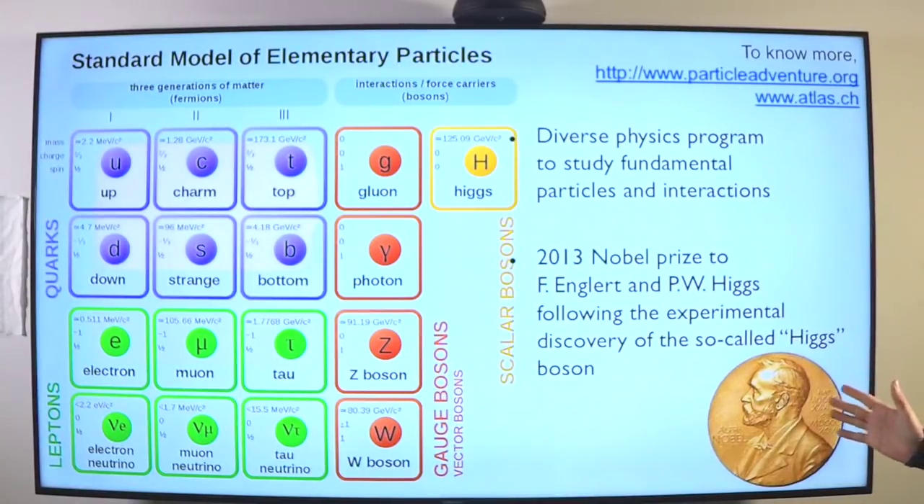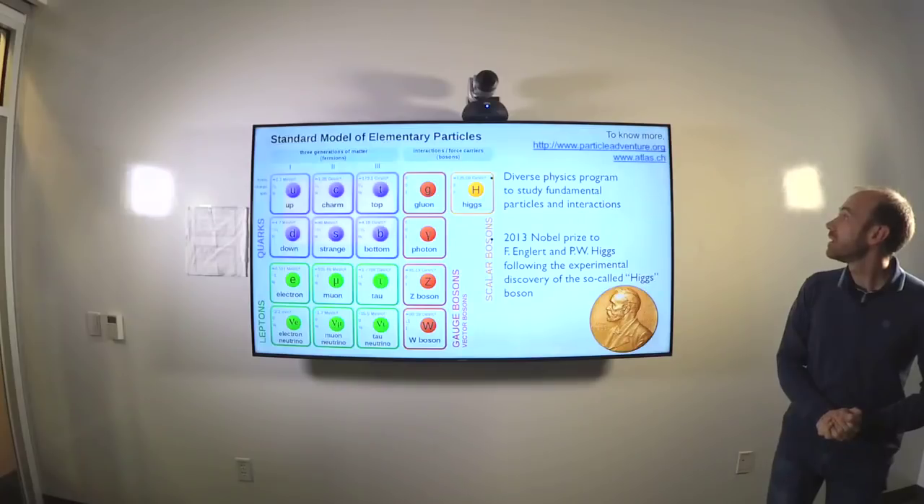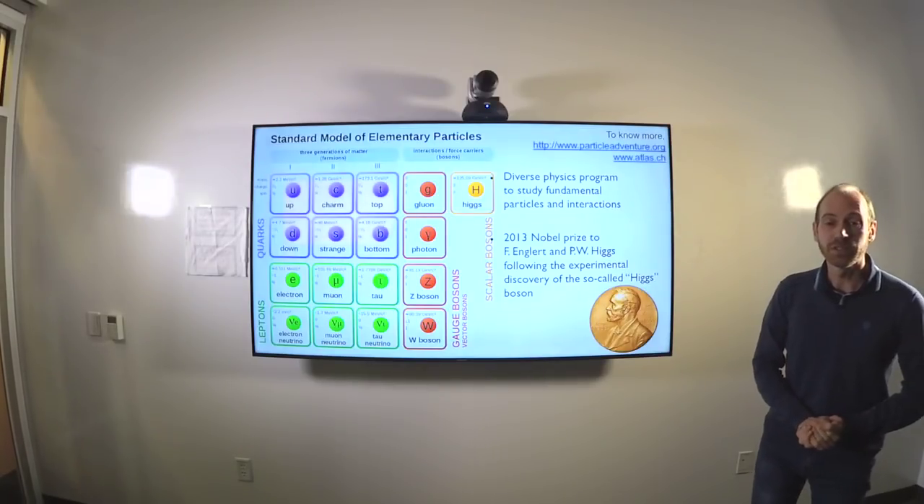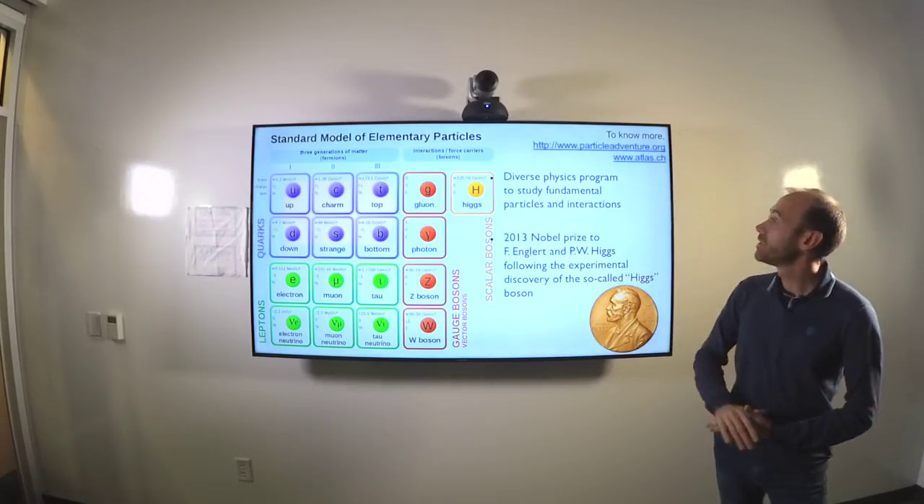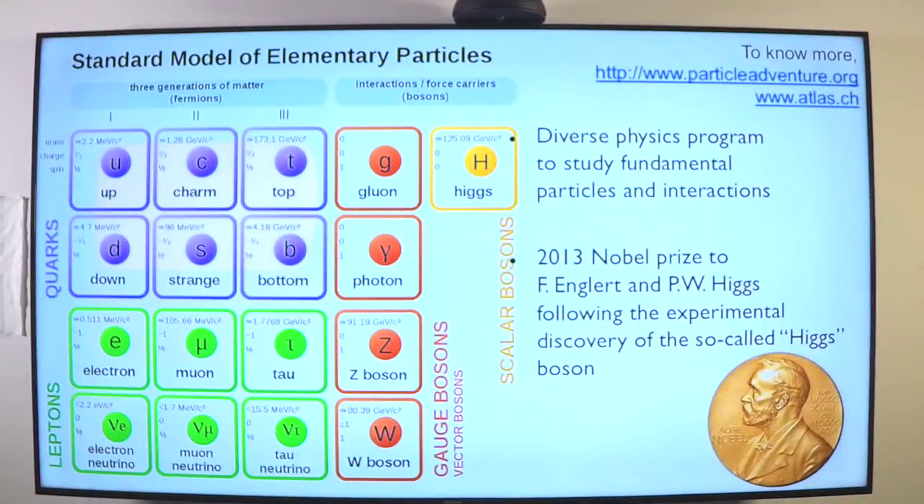If you want to know more about the Large Hadron Collider, I invite you to check out these links. Atlas.ch is the website of the experiment. It has a lot of information about the experiment, and Particle Adventure is a very nice website that was started by the Berkeley National Lab, which has a lot of information about what the standard model is and so on.